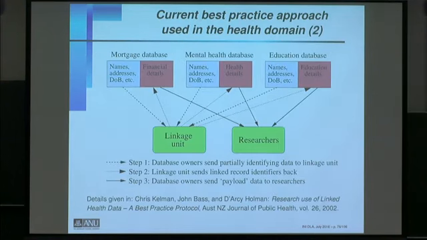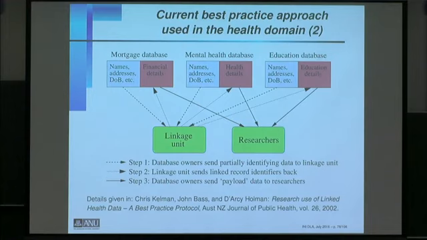Again, back to the example from before. So we have names and addresses, financial details; names and addresses, dates of birth, health details; names and addresses, and education details. All the names and addresses, the identifying data, is being sent to the linkage unit to do the linkage. The linkage unit doesn't learn anything about that payload data.